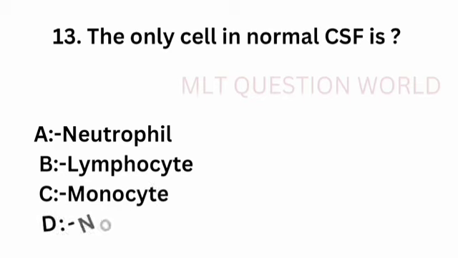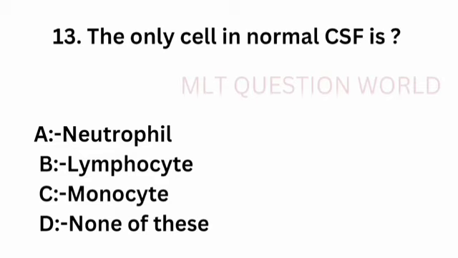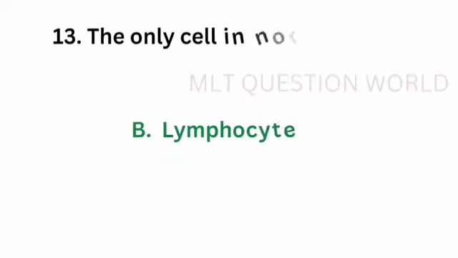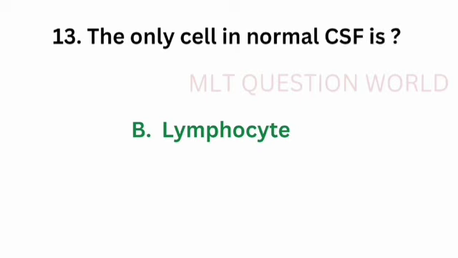Question number 13. The only cell in normal CSF is option A neutrophil, option B lymphocyte, option C monocyte, option D none of these. Which of the following cell is normally present in cerebrospinal fluid? The correct answer is option B, lymphocyte. The only cell in normal CSF is lymphocyte.